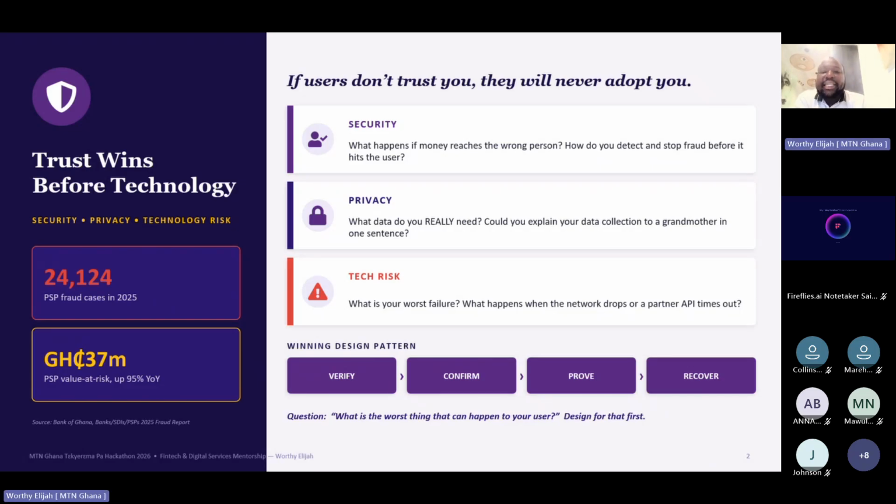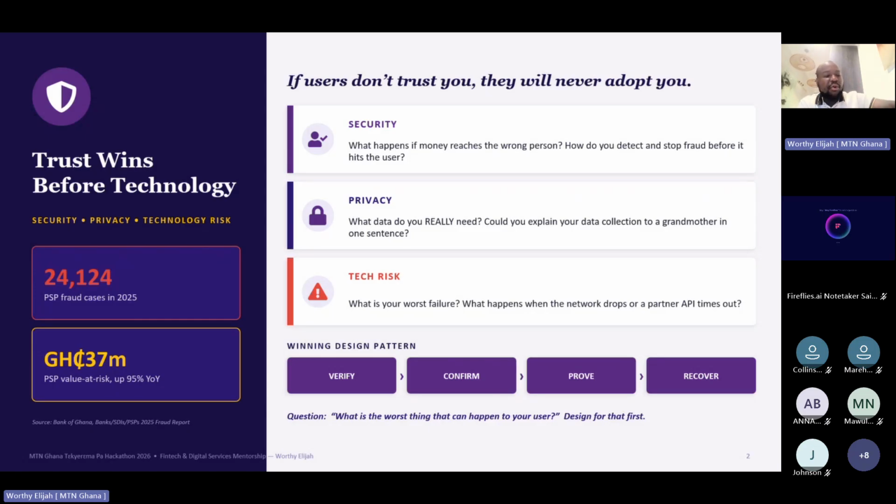Now, you have to look at the technology risks. The technology risk you have to look at is: what is your worst failure? You have to be able to play out scenarios or stress test your application. When you are doing development, they will normally tell you about integrity testing. I've forgotten all the technical jargon, but you have to stress test your solution in different scenarios to see how it will perform.